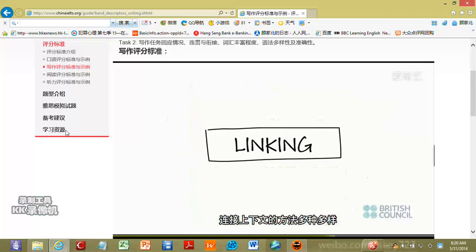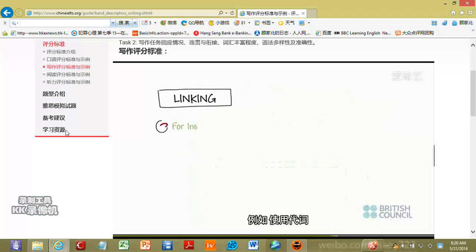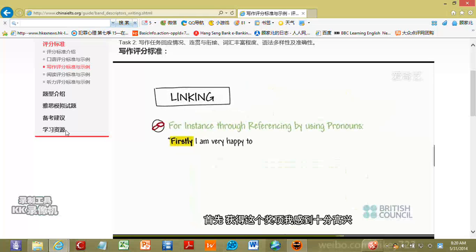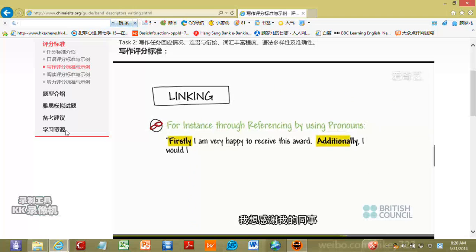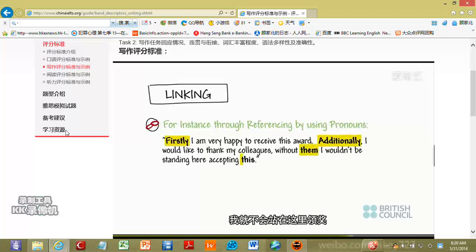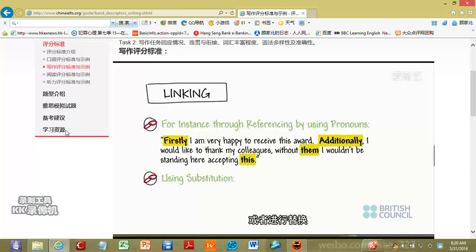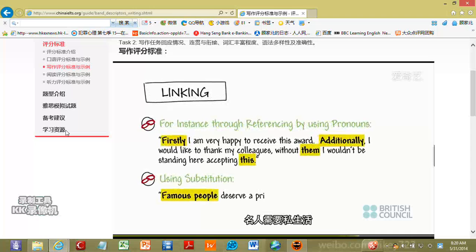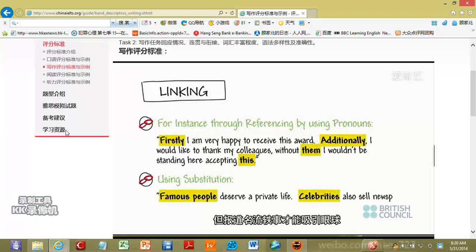Linking can be done in a variety of other ways. For instance, through referencing by using pronouns. Firstly, I'm very happy to receive this award. Additionally, I would like to thank my colleagues. Without them, I wouldn't be standing here accepting this. And also using substitution. Famous people deserve a private life, but celebrities also sell newspapers.